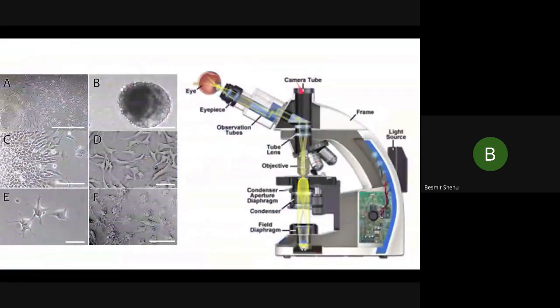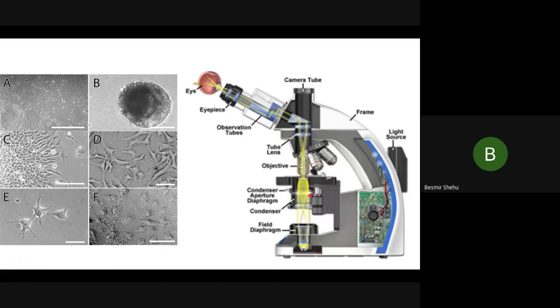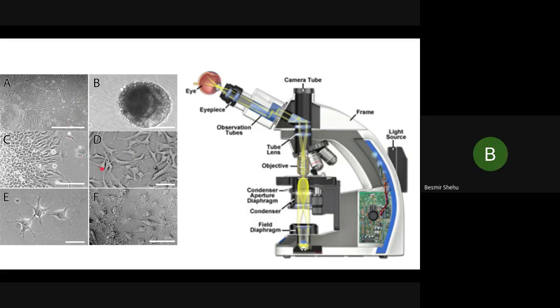Here we can see how a bright field microscope works. We have the light source, the field diaphragm and the condenser. On the condenser diaphragm, we have a ring to rotate it and to open or close the diaphragm in order to adjust the amount of light that hits the specimen. Here is the specimen, and then here is the objective, which goes straight to the camera tube if we want to see it in a digital manner, or to the observation tube if we want to see it by eye. On the left side of the slide, we have different pictures captured by a microscope that uses bright field images.